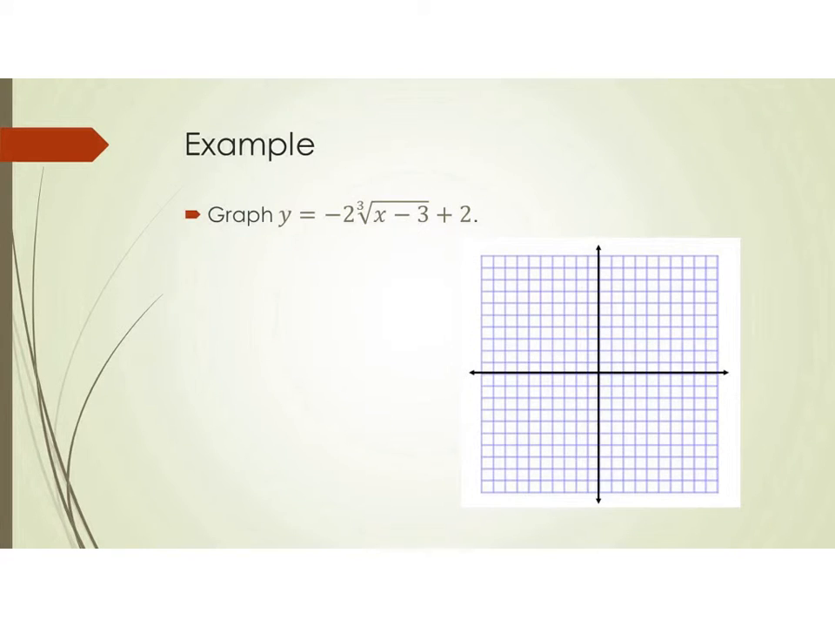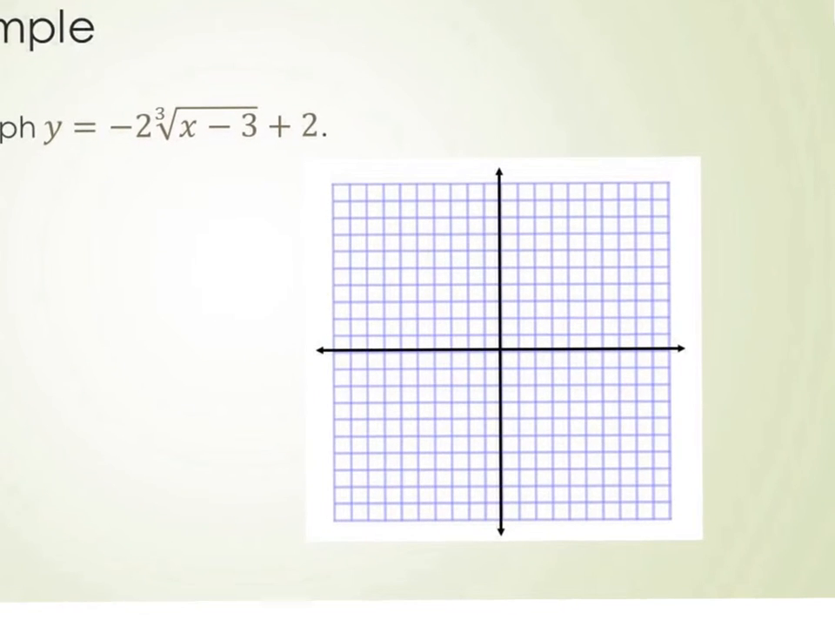And the last one we're going to talk about is what happens if we have this a out front. First of all, let's start with our parent graph. It is a cube root. So I'm going to start with these 3 points, and then I'm going to shift them right 3, up 2. So do your shifting first. Each one of these is going to go right 3 and up 2. So we go there, and they keep that same shape. Okay, but then I'm going to multiply each one of them by -2.